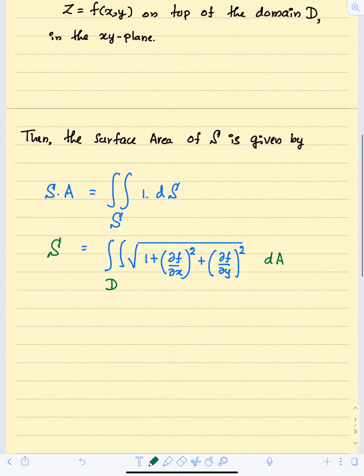Now, in this first integral we defined our double integral over the surface S, but here we defined this double integral over the domain D. But the main difference between this section and the previous section is this part. So here we have this extra quantity under the radical sign, which comes from the surface. Okay, so next we are going to consider a simple example.